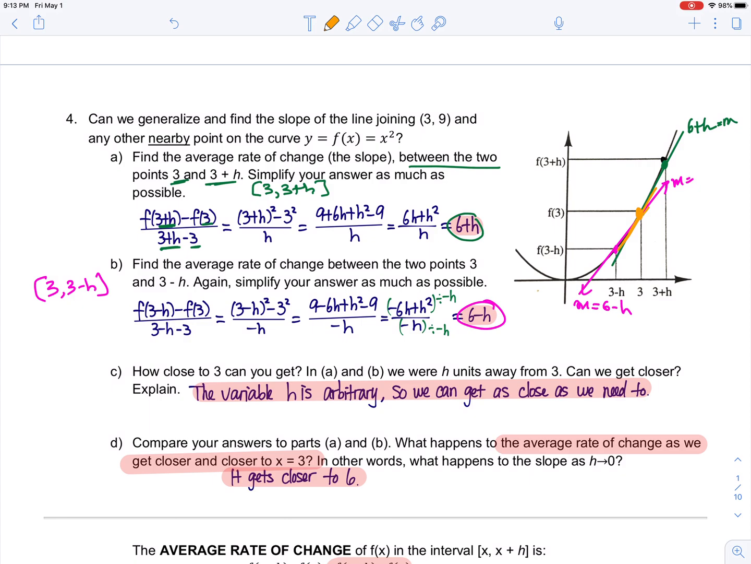So it asks you, what is the average rate of change, the slope, as h approaches 0? So if h is 0 here and h is 0 there, we're actually going to be just at that 1 point at x equals 3. We're actually going to get the tangent line.